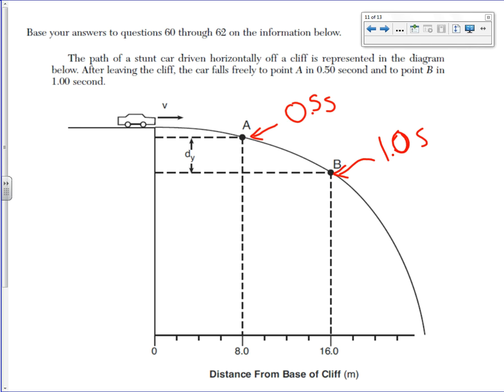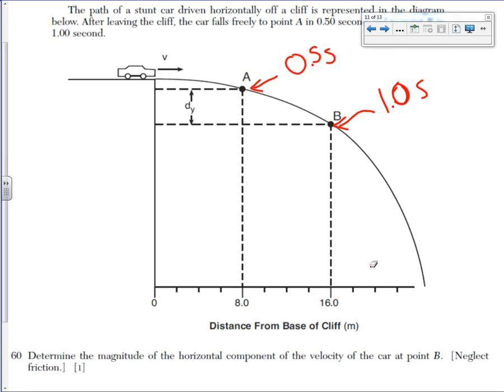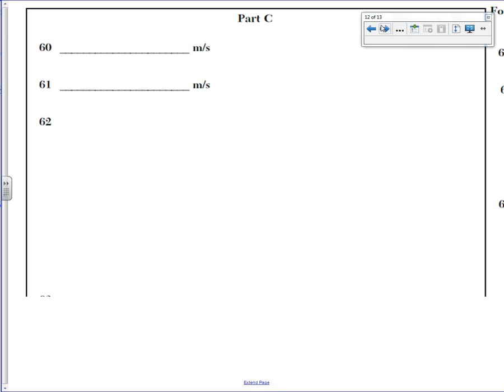So our first question. Determine the magnitude of the horizontal component of velocity of the car at point B. So we want the horizontal velocity at B. So we have the time. If we look down here, it has the horizontal displacement of 16 meters. It does say a 1-point problem. This is from an older Regents, so on the newer Regents, like the one you'll be taking, this would actually be a 2.